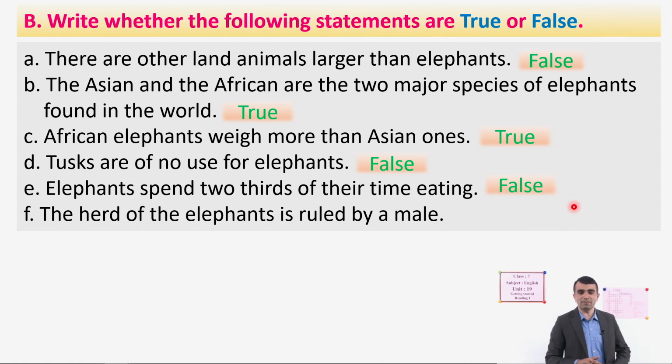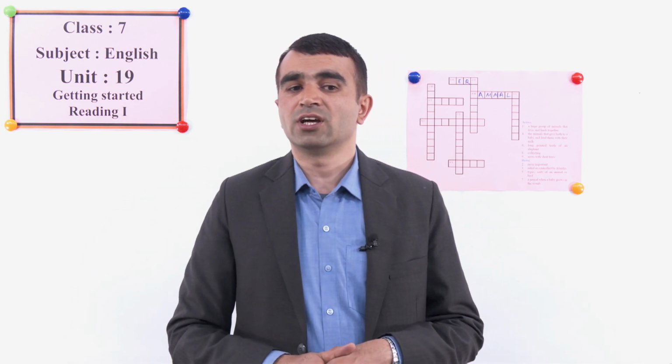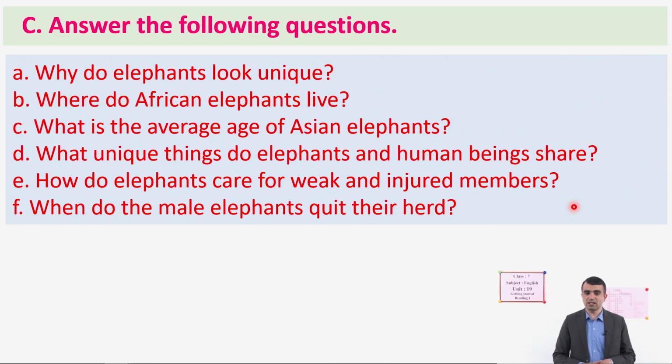Finally, the herd of elephants is ruled by a male. Right or wrong? Wrong, that is false, isn't it? It's ruled by a female, the eldest female member, we discussed before. Good, very good. Now let's go to another activity. Answer the following questions. There are 6 questions.